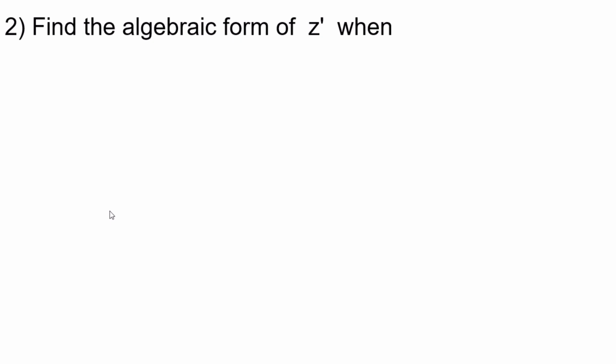Find the algebraic form of z prime when z equals radical 2 times (cosine pi by 4 plus i sine pi over 4).